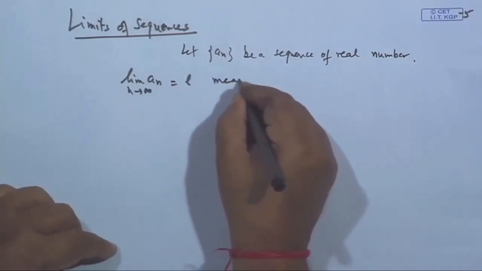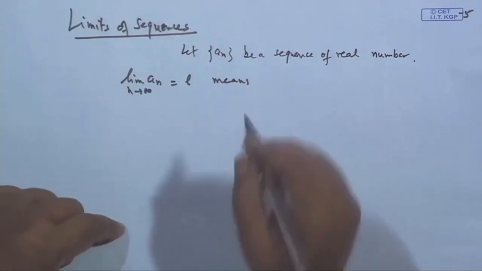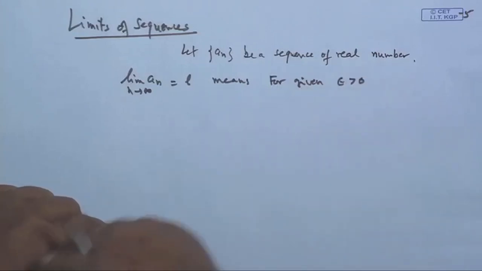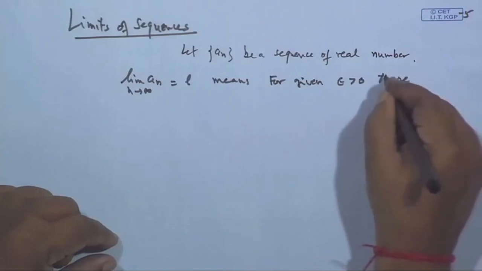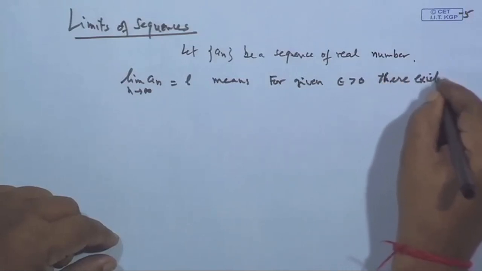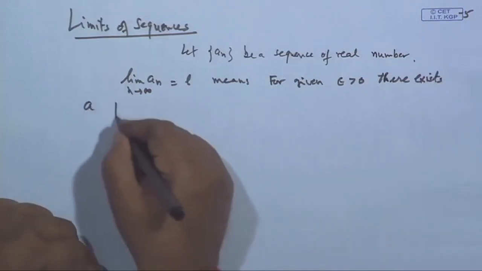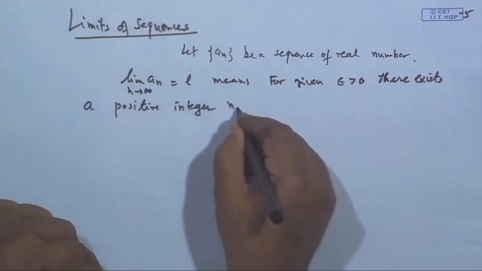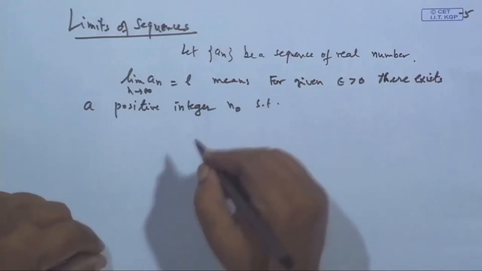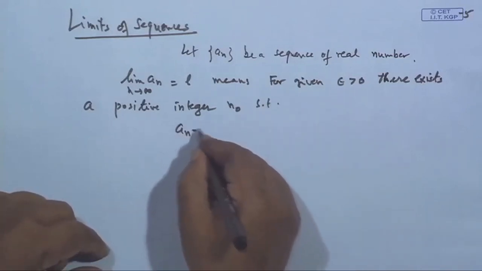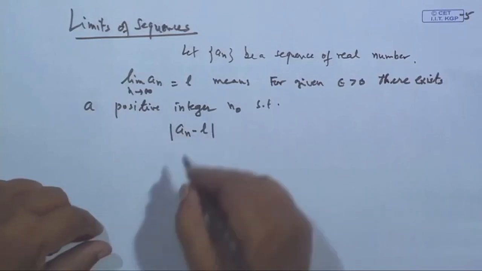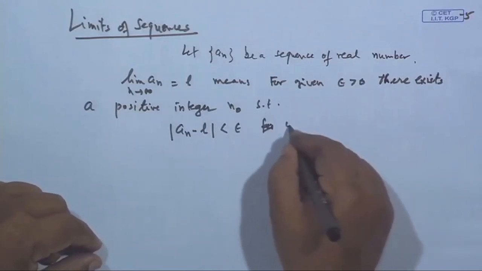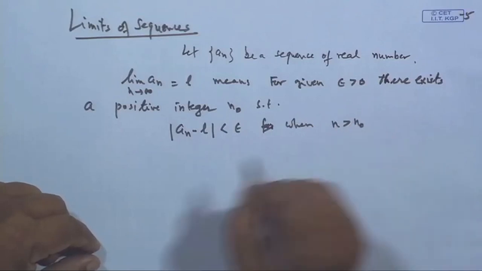It means that for a given epsilon greater than 0, there exists a positive integer n naught such that the difference |a_n minus L| can be made less than epsilon for all n greater than n naught.